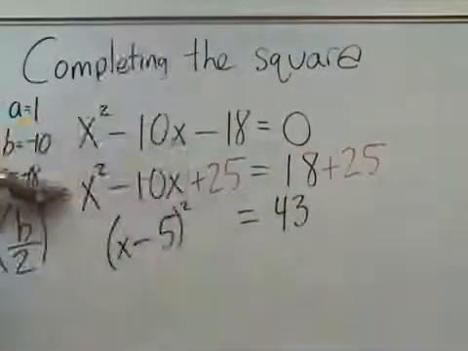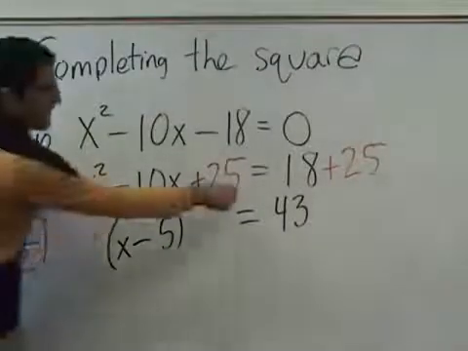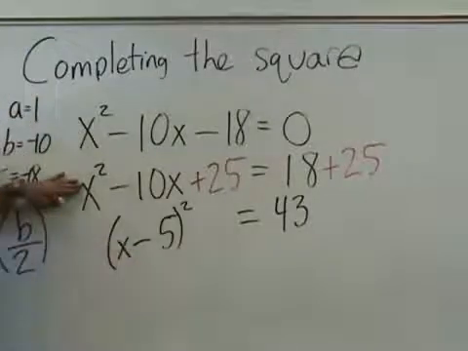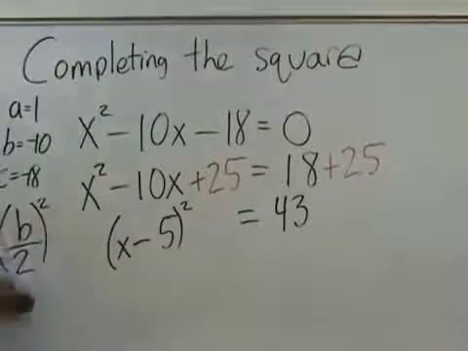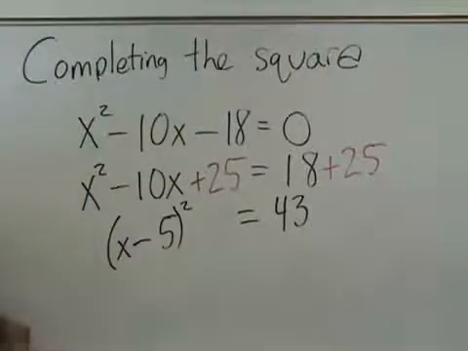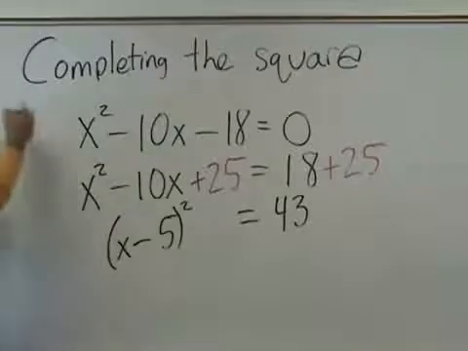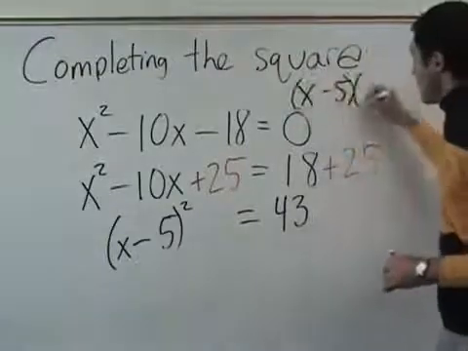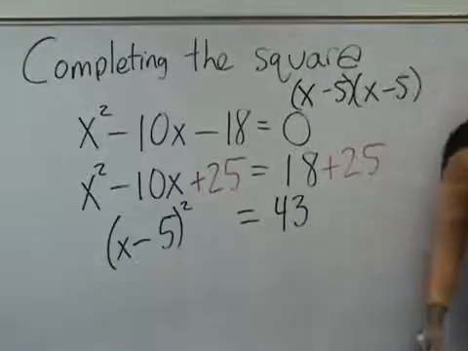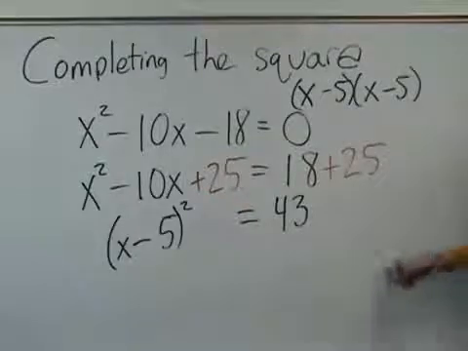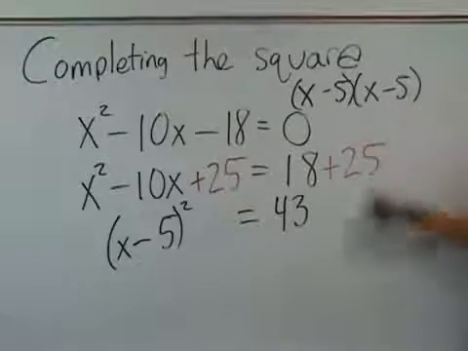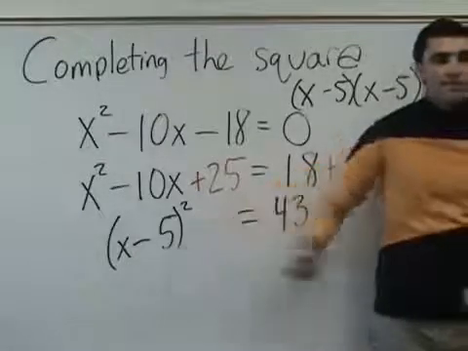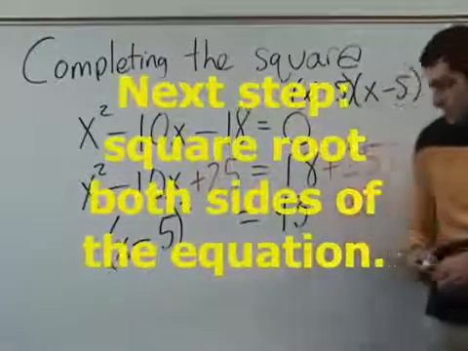X minus 5. In other words, this part here, x squared minus 10x plus 25, and this thing are exactly the same. Let's prove that. What is x minus 5 times x minus 5? x squared minus 10x plus 25, yeah. So it works. Good. Now we're at this point. What do we do to both sides to maybe get rid of this squared? Square root both sides.